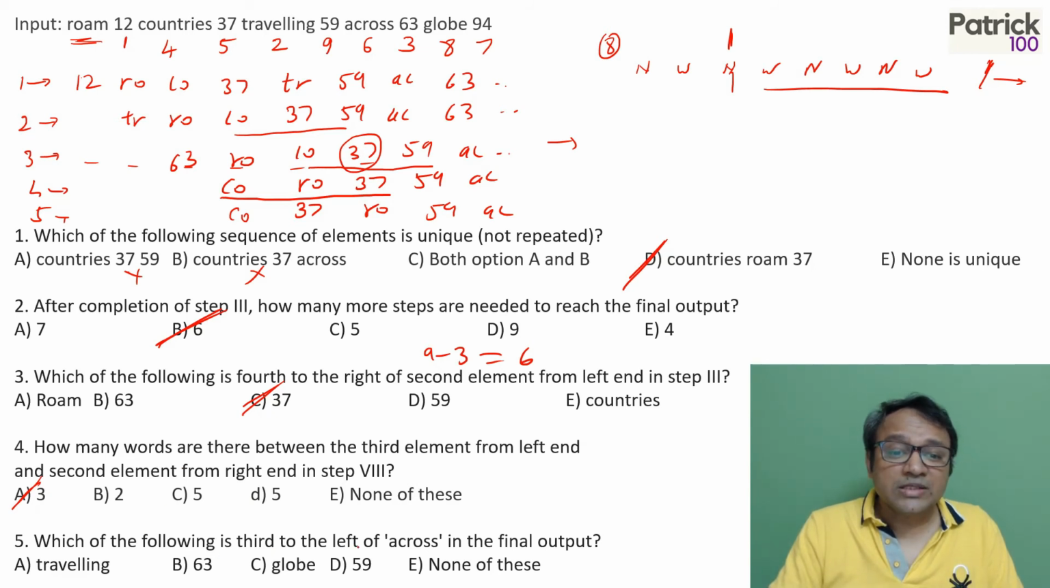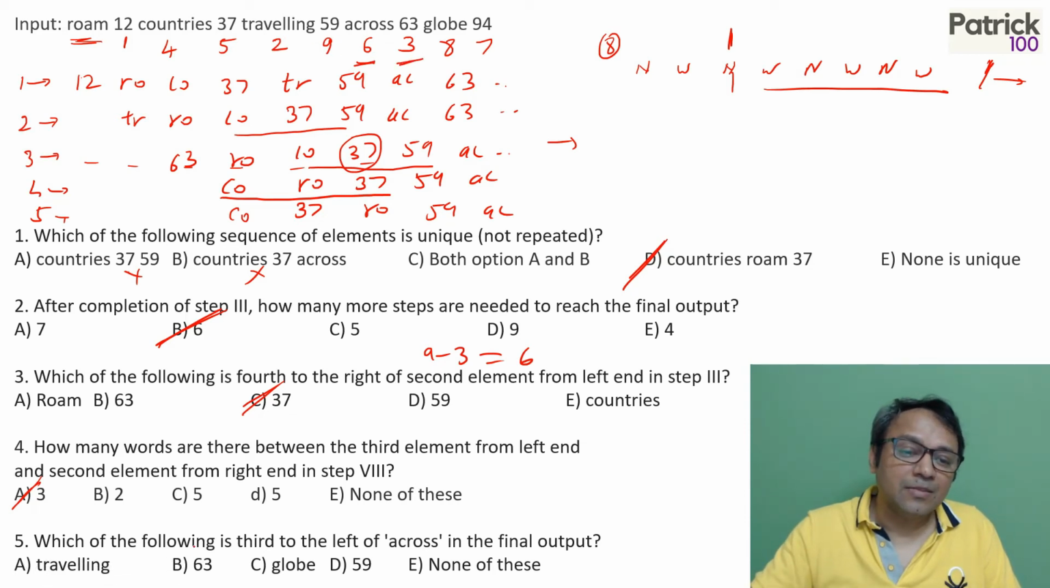Which of the following is third to the left of across in the final output? Across is the sixth element. Fifth, fourth, third. Third to the left will be 63. B option.